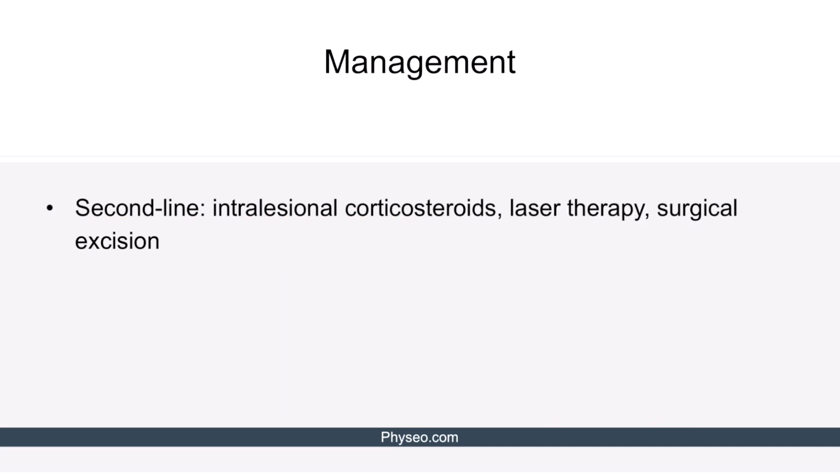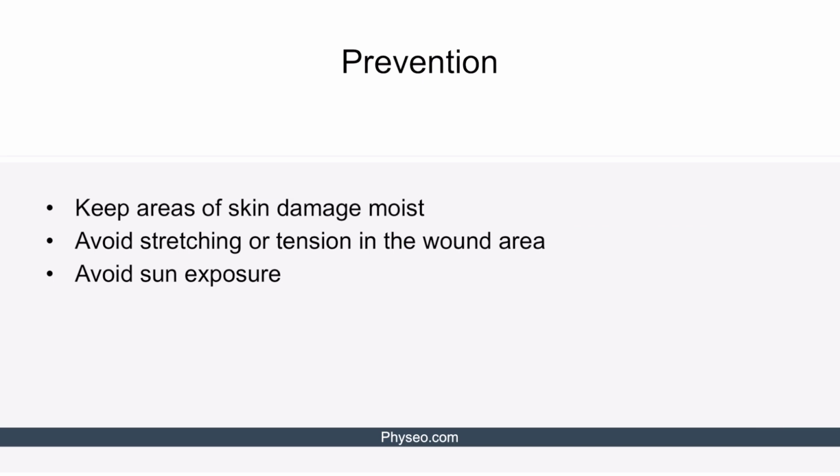Okay, but what's second line? So if silicone gel sheets and pressure therapy do not improve the hypertrophic scar, then you could do something like intralesional corticosteroids, laser therapy, and even surgical excision. So how do you prevent these? Well, it's the same as keloids. So you want to keep the area of the skin moist. So for example, if you get a laceration, keep that area moist, avoid any stretching or tension on that wound, and avoid the sun. So very similar to keloids.